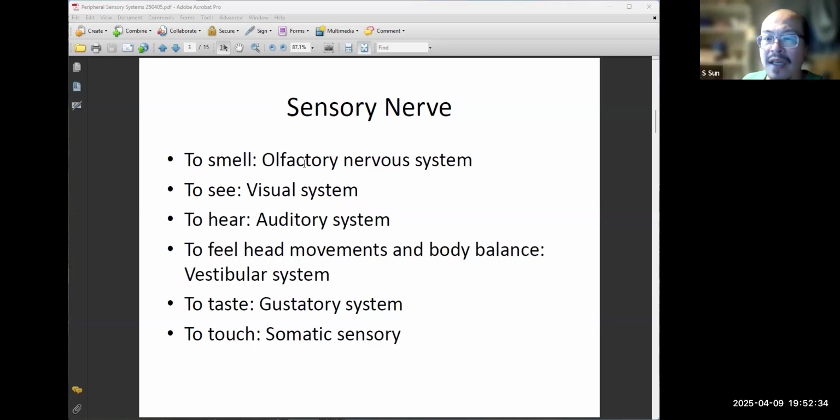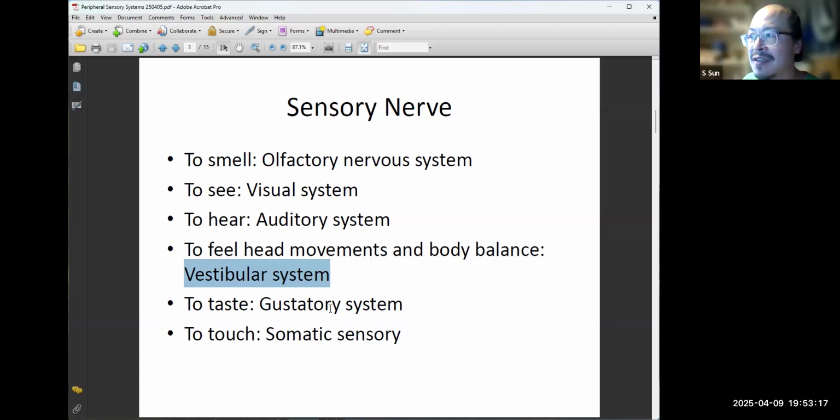We can smell. Here I show you the terminology. To smell is the olfactory nervous system. To see is the visual system. To hear is the auditory system. To sense movement or body balance is done by the vestibular system. We are pretty good at detecting gravity, so we know whether you're standing or lying down. If you fall, you immediately reflex in order to prevent you from falling and hitting your head.